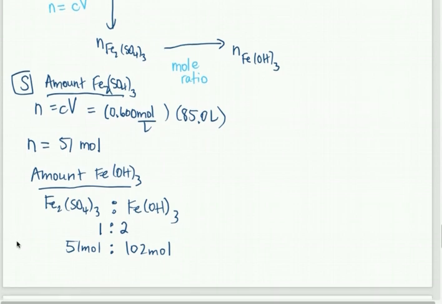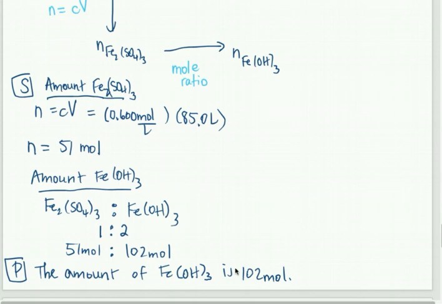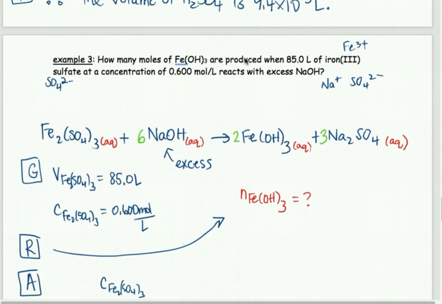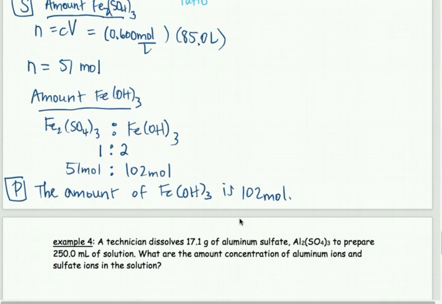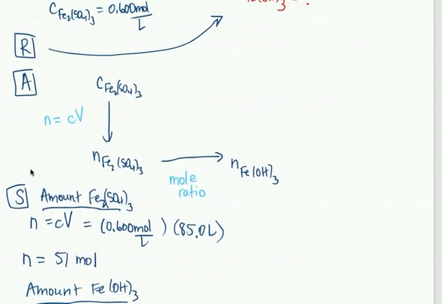Okay, all right, and then we just stopped there because that's all it wanted. It wanted to know the amount of iron 3 hydroxide. Is 102 moles. Okay, and actually let's look at the sig figs here. So we have 3 digits, 3 digits. Oh, perfect, 3 digits. Okay, so our answer is 3 digits. Okay, and yeah, that's it. Okay, so this was the formula method here.